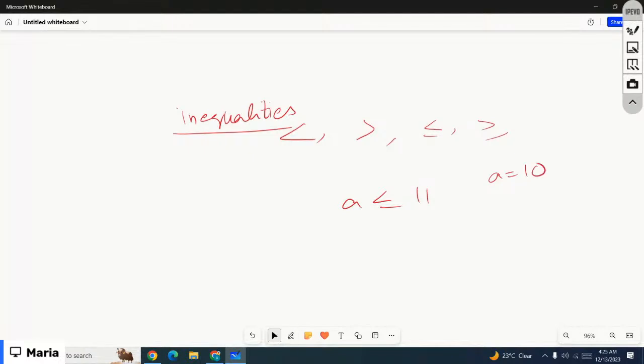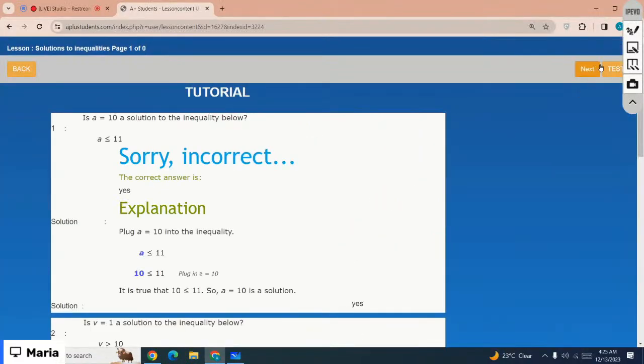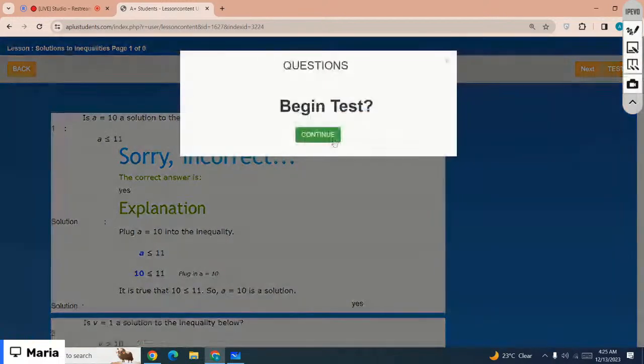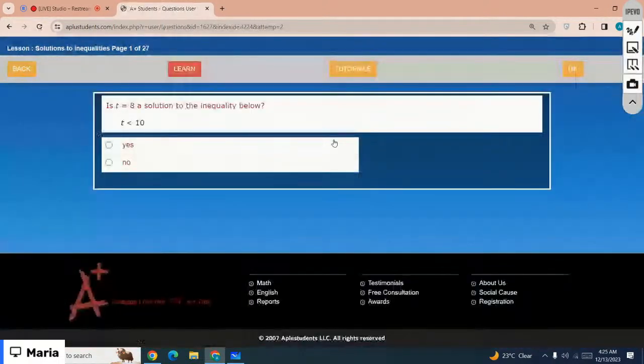So replace the a with 10. So 10 is less than or equal to 11. 10 is less than 11, not equal, right? That means it is true. If it is either less or equal, that means it is true. So it is true. Let's just start with the test questions. 10 is the solution of the inequality, right?